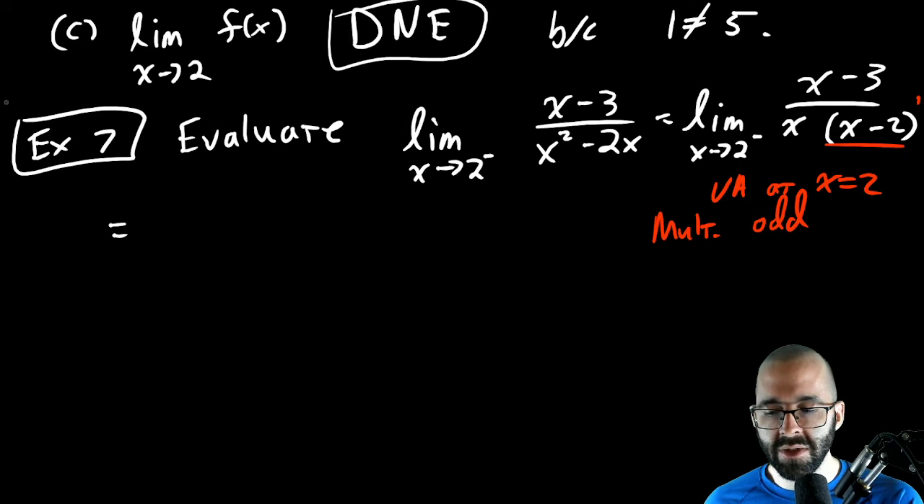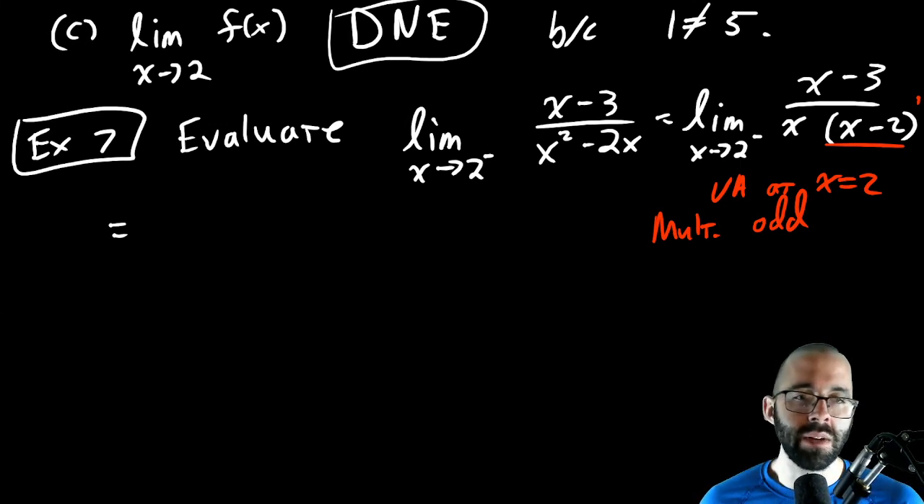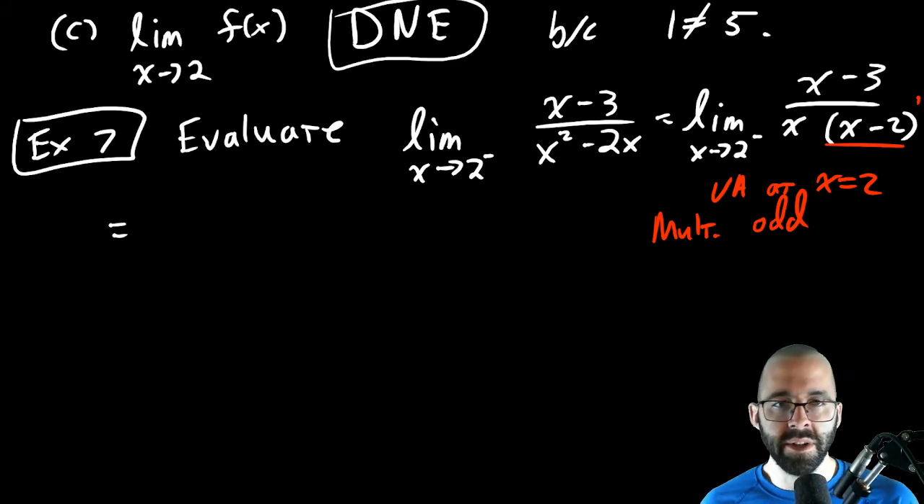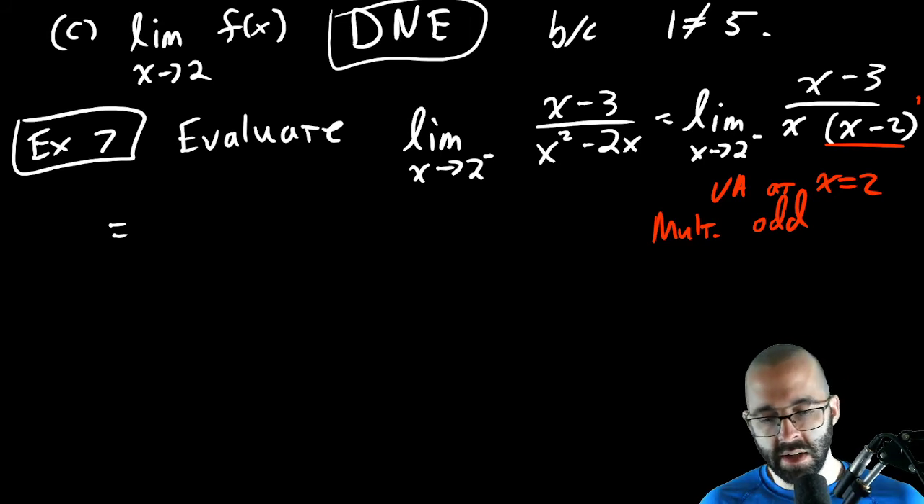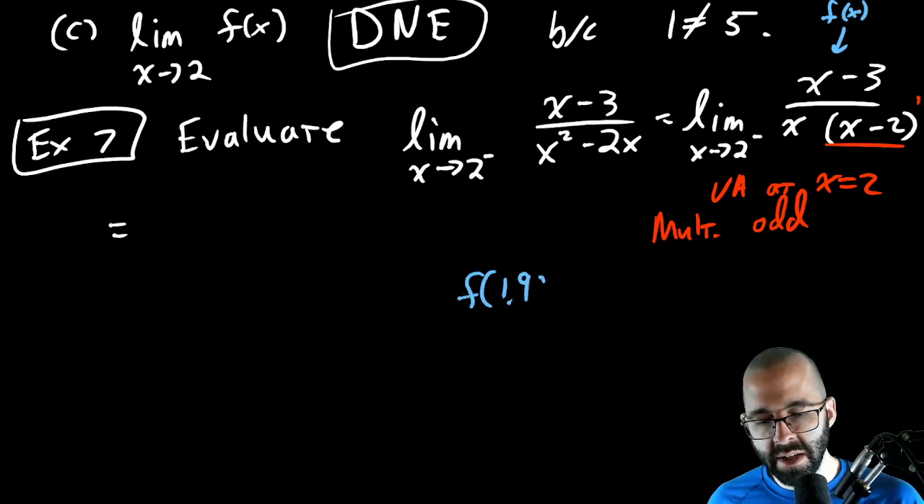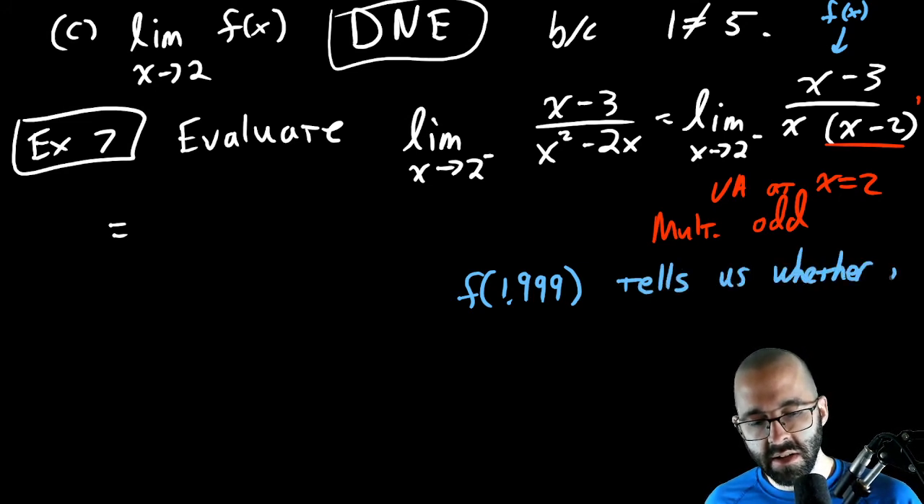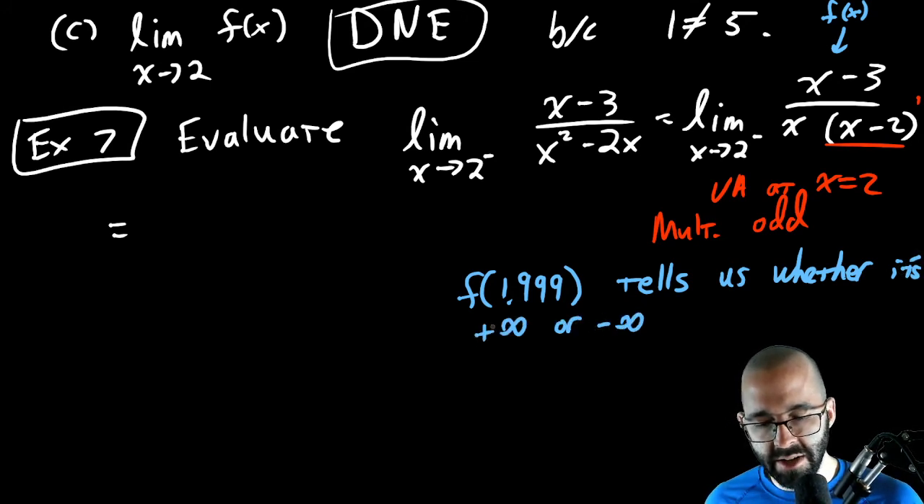So it's equal to some kind of infinity. To figure out whether it's positive or negative, we just plug in a point, or you could graph it. So we just plug in something really close to 2, a little bit below it, and we can get our answer that way. All right, so let's call this f of x. f of something a little bit smaller than 2 tells us whether it's positive infinity or negative infinity. And again, I don't usually write the plus here, but you can.